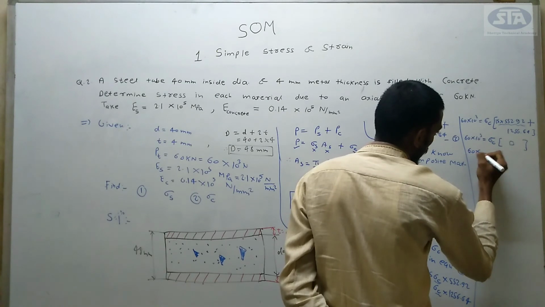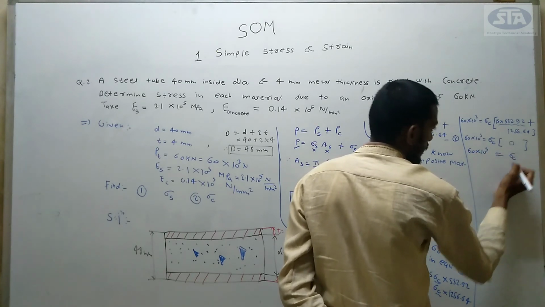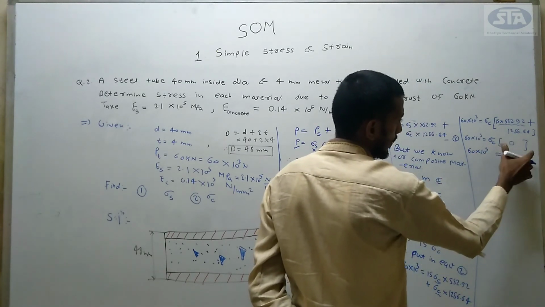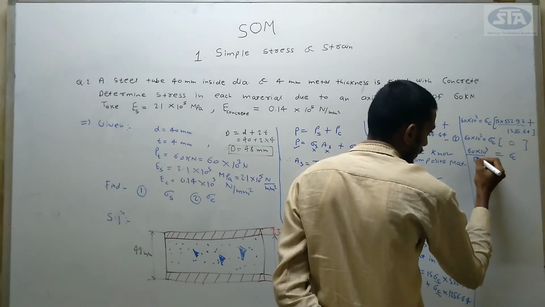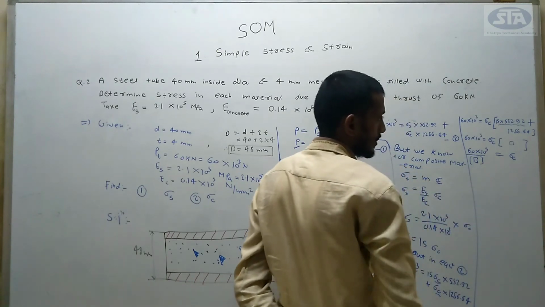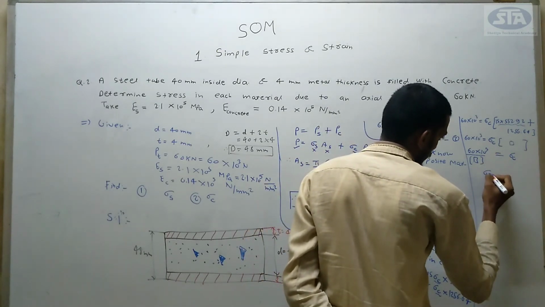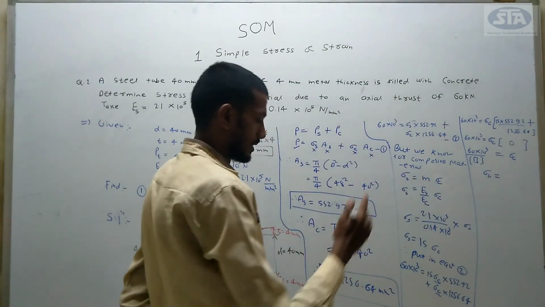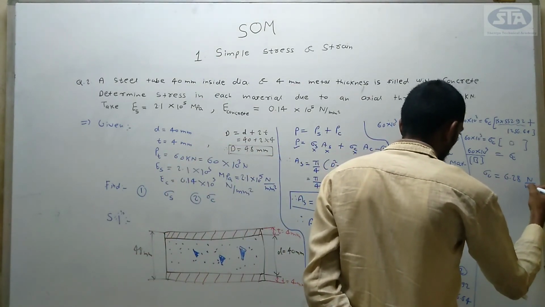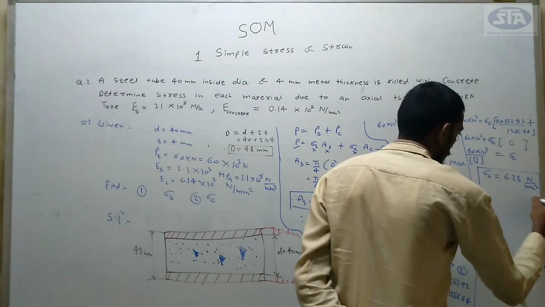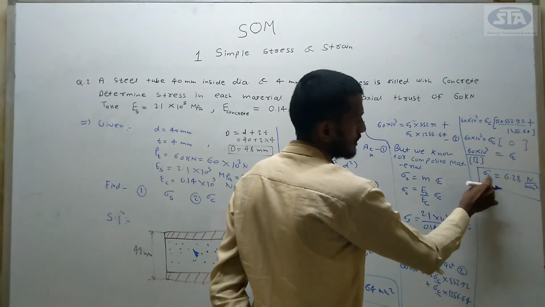So we have to calculate sigma c. The multiplication in this bracket, when shifted to the left hand side, is in the denominator. Then divide these terms and you will get sigma c. That sigma c answer is 6.28 Newton per mm square. So this is the value of sigma c, that is called stress in concrete.